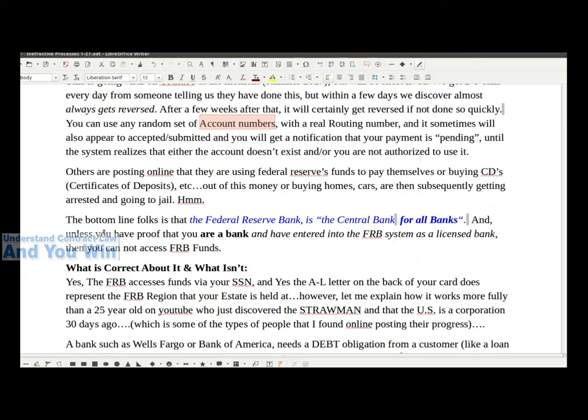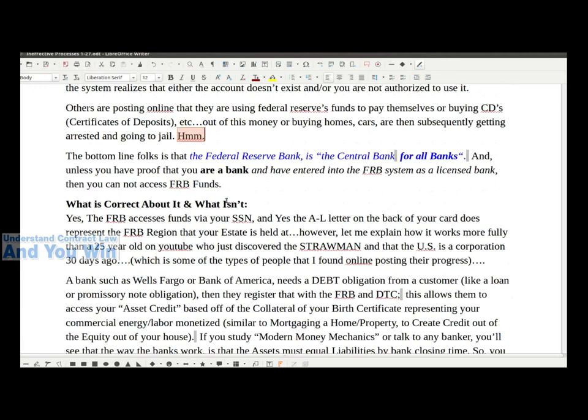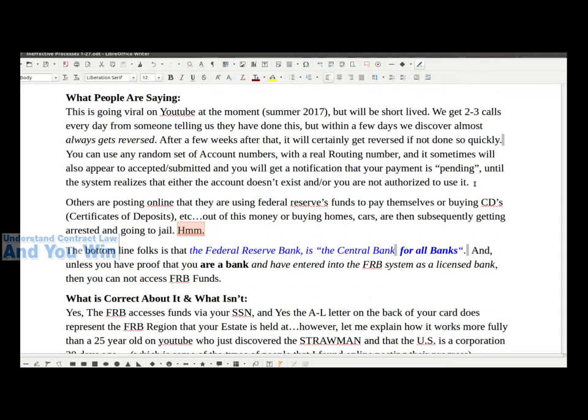Others are posting online that they're using the Federal Reserve funds to pay themselves or buying certificates of deposit, etc. And out of this money, they're buying homes and cars, and then subsequently getting arrested and going to jail. The bottom line, folks, is the Federal Reserve Bank. Now here's the thing too. When people attempt these pending purchases that get reversed, or they're not really purchases if they're pending and get reversed, it comes up as Federal Reserve Bank.